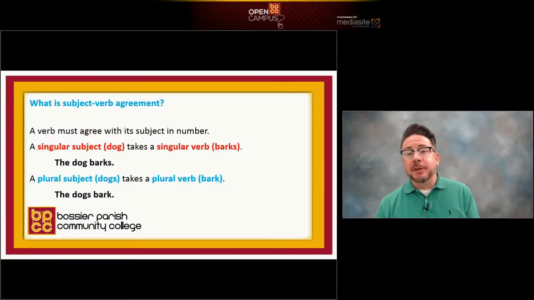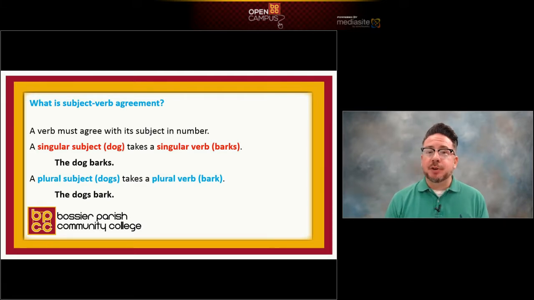In this module, we've been looking at the most common issues in grammar, and now we are up to the fourth and final issue, which is subject-verb agreement. Now, what is subject-verb agreement? Well, essentially it means that a verb in a sentence must agree with the subject in number. In other words, if you have a singular subject, then it must take a singular verb.